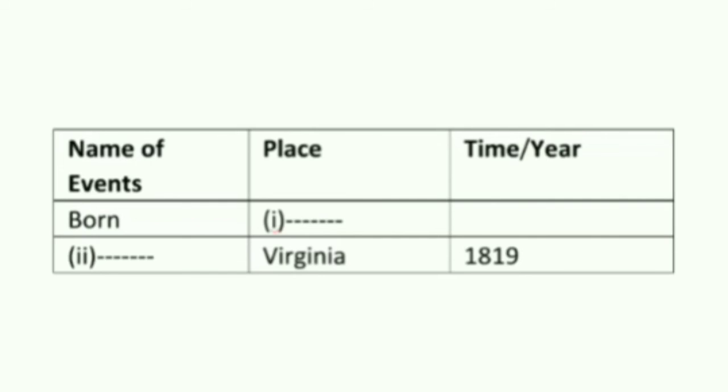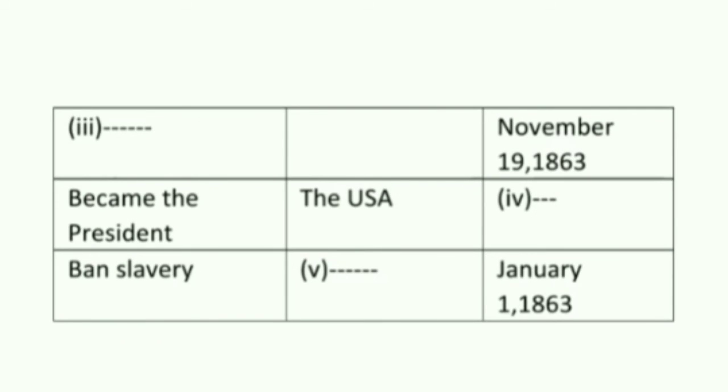His mother died. The third gap you have to complete by taking help of the clue that is given in your question paper, that is November 19, 1863. What happened in 1863? Who can say? Yes, he delivered the Gettysburg Address. You need not write 'he' here. Only write: delivered Gettysburg Address.